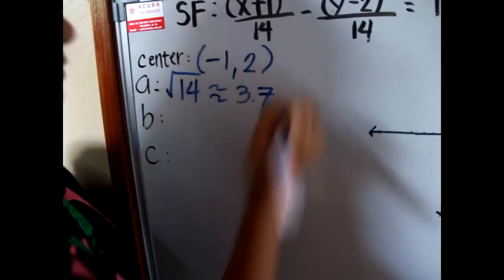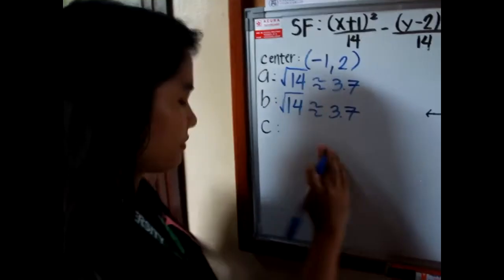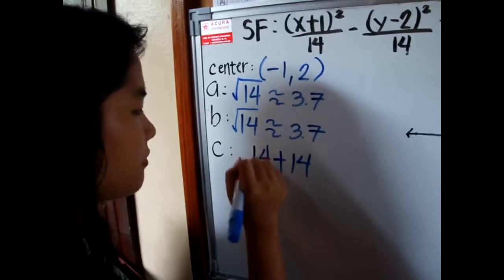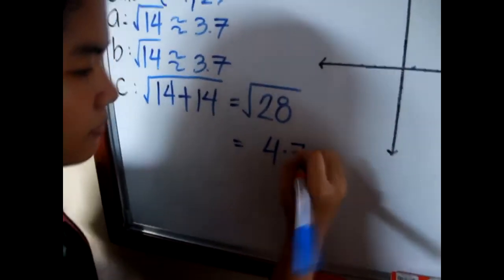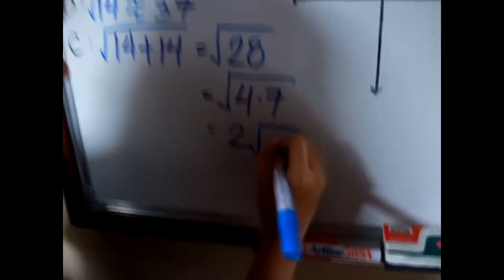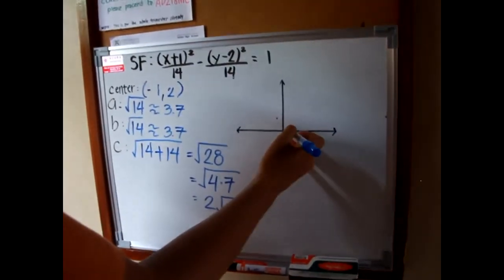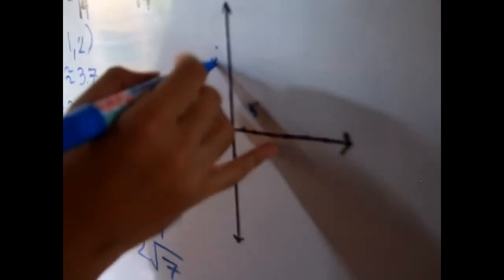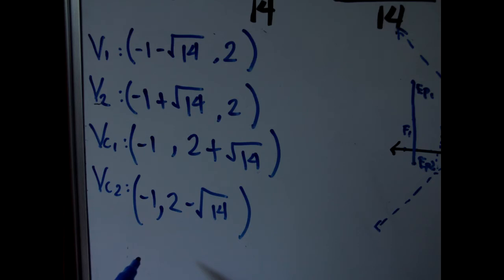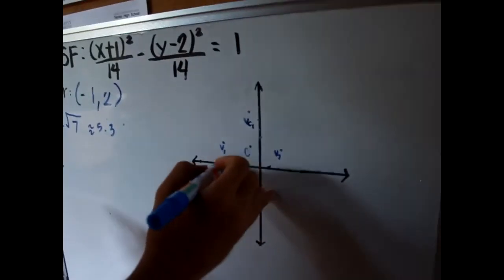A and B are square root of 14, approximately 3.7, and C is 2 square root of 7. Now, let's plot our center, vertices, and covertices, using the number of units of A and B. Here are the points of our vertices and covertices. Then we plot our foci using the number of units of C.